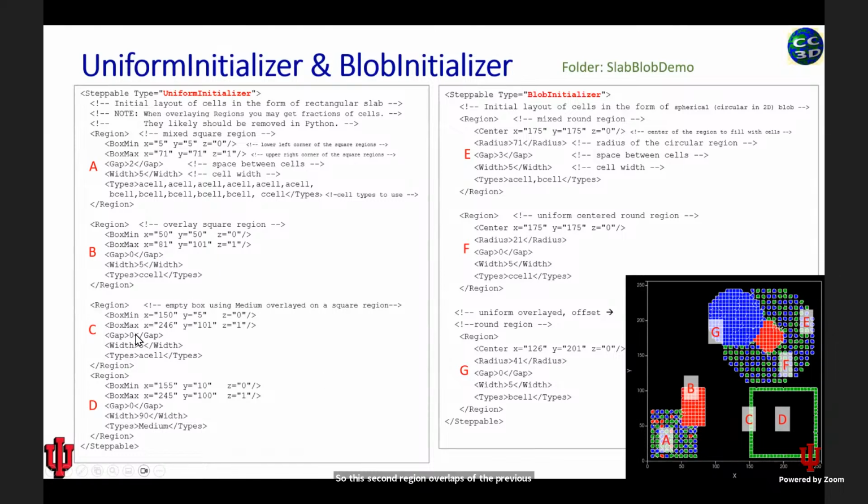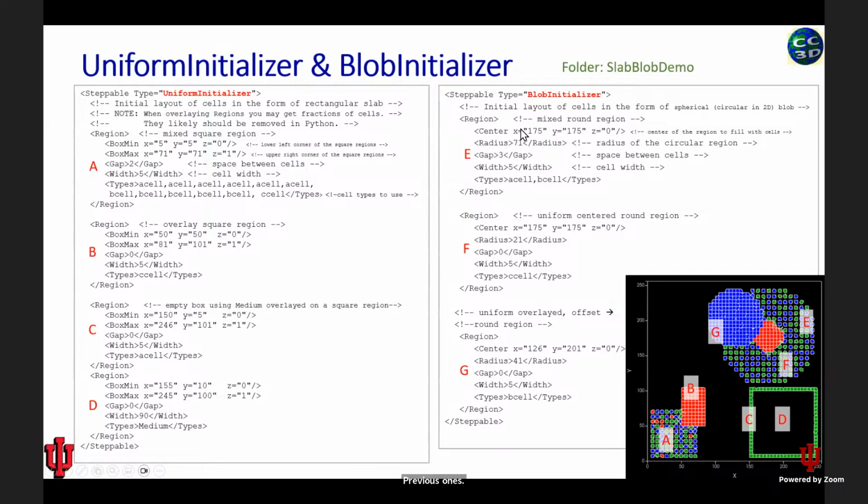We then have a C region, which initially formed a filled box. And then the D region overwrites part of that with a box filled with medium, to make an open area inside the box. So it's just taking advantage of the fact that CompuCell will stack the regions on top of each other, and newer regions will overwrite the previous ones.